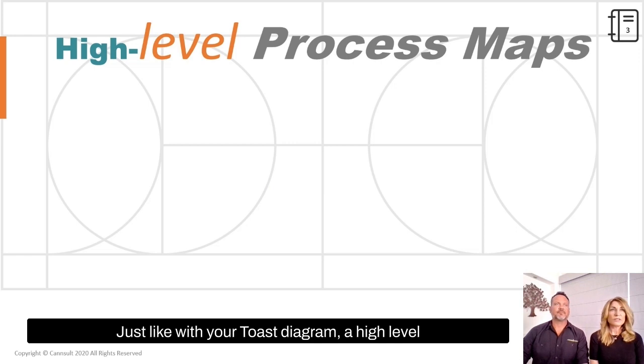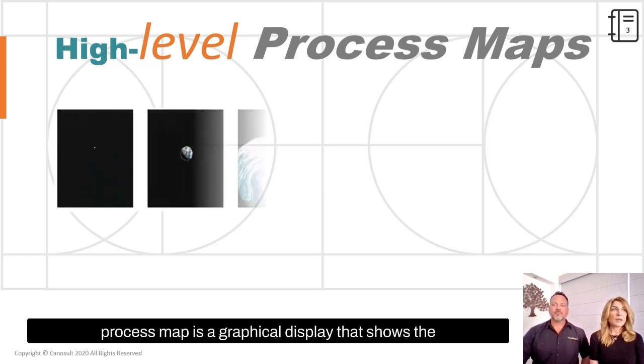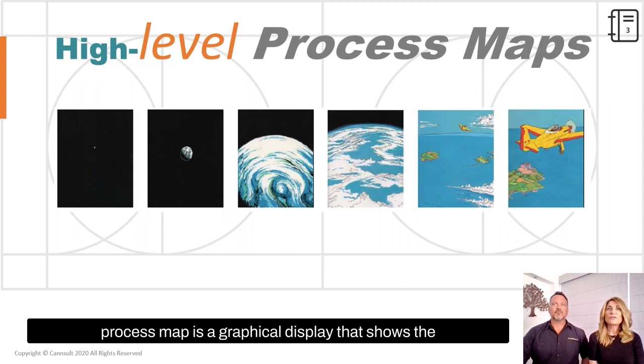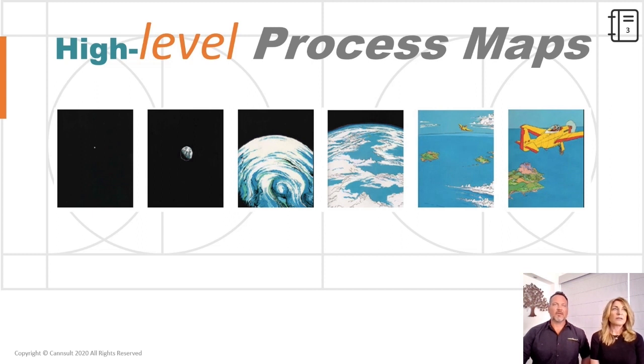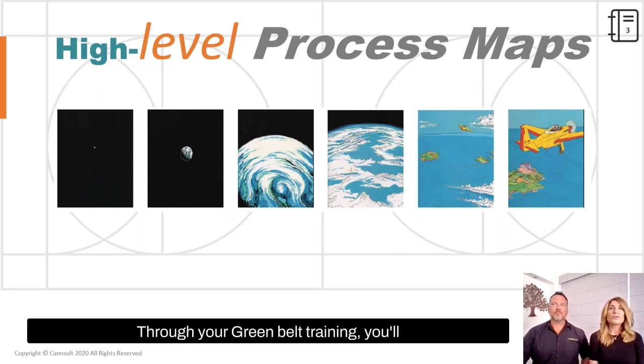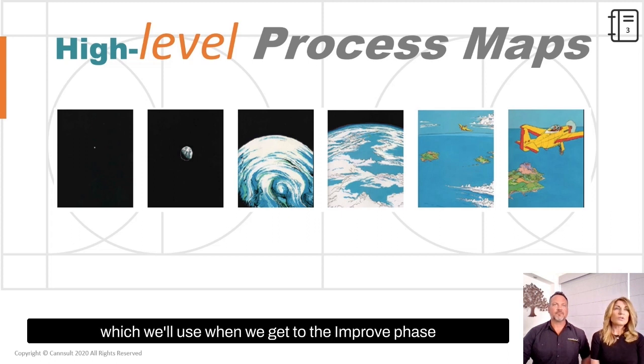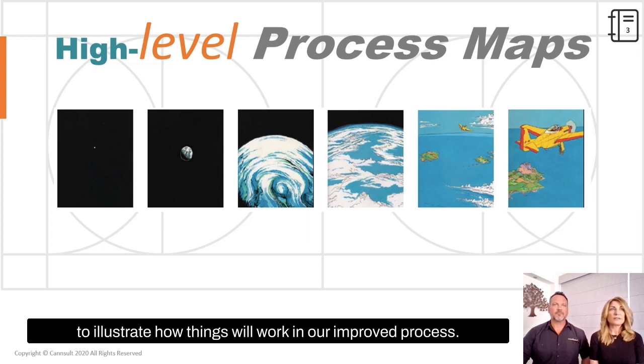Just like with your toast diagram, a high-level process map is a graphical display that shows the flow and the steps in a process. Through your Greenbelt training, you'll learn many different types of maps. Each has its own purpose, its own benefits, and something about each map that makes it unique. Additionally, maps can show different perspectives. A map can be a current state, which we use to understand how things work today, or a future state, which we'll use when we get to the improve phase to illustrate how things will work in our improved process.